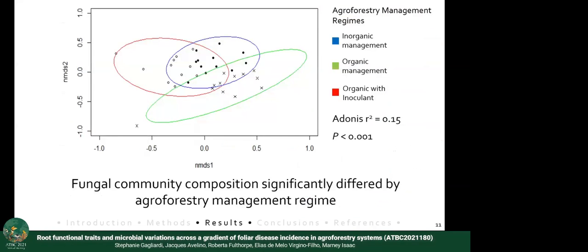Our results did not reveal differences in fungal community composition or diversity according to foliar disease incidence. However, we did find that community composition varied significantly across the three agroforestry management regimes, highlighting how these communities respond more to the contrasting soil conditions created by selected management practices, including the addition of specific amendments and the biodiversity of the agroforestry system.